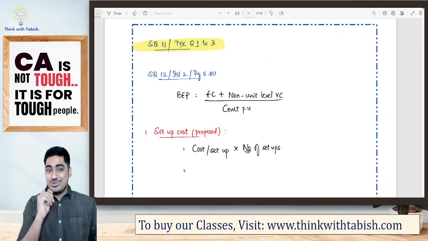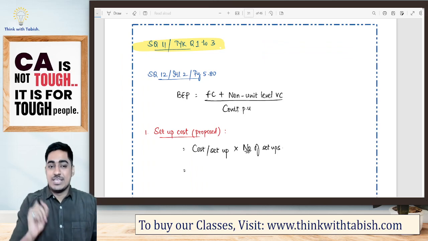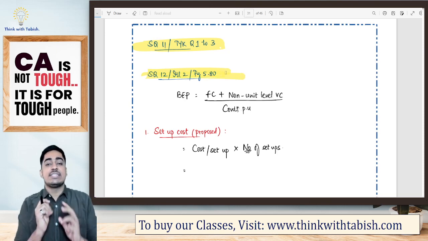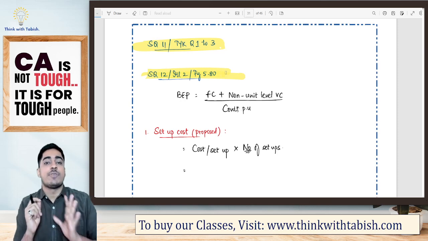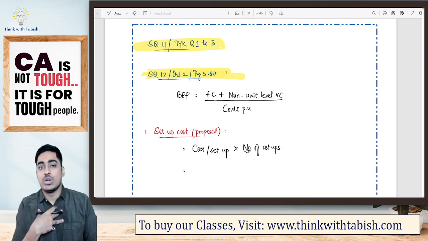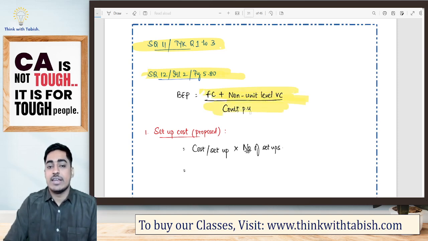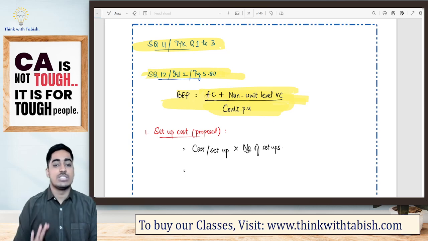So now let's proceed to the final question from this particular chapter, my dear students. This is going to be super question 12, which is illustration number 2 from page 5.80. This is calculation of BEP in case of activity based costing. So we know what is the formula in case of activity based costing. It is my fixed cost plus non-unit level variable cost divided by contribution per unit. Again, if you want to know the concepts, go to the concept revision.